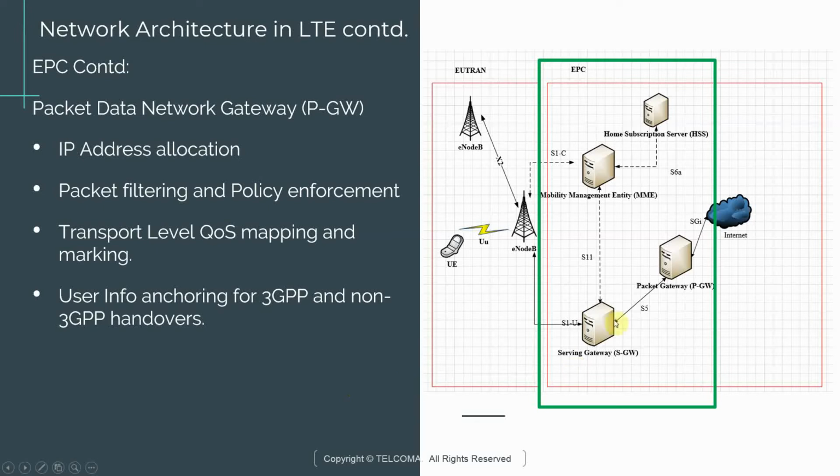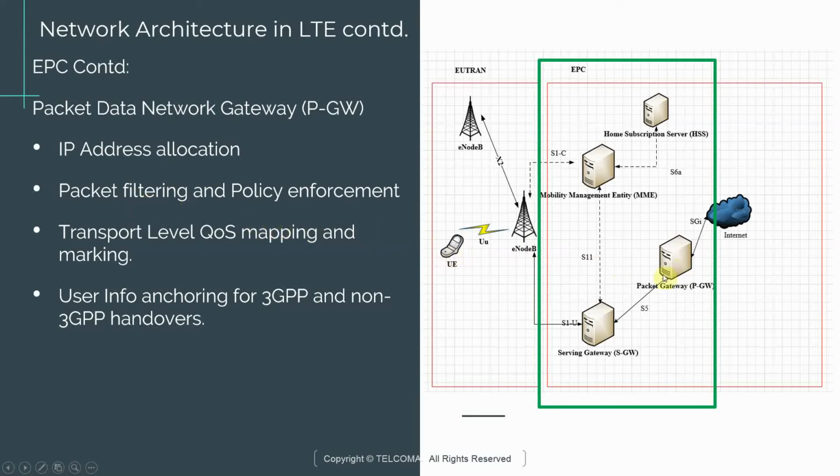Okay, moving on. So the last network element in the EPC is called the packet gateway, or the PGW as it is abbreviated. It's responsible for IP address allocation. So if you are familiar with networking concepts, since it's an all IP architecture, this endpoint user equipment needs to have an IP address, right? That IP address is actually assigned by the packet gateway, or the PGW. It also is responsible for packet filtering and policy enforcement.